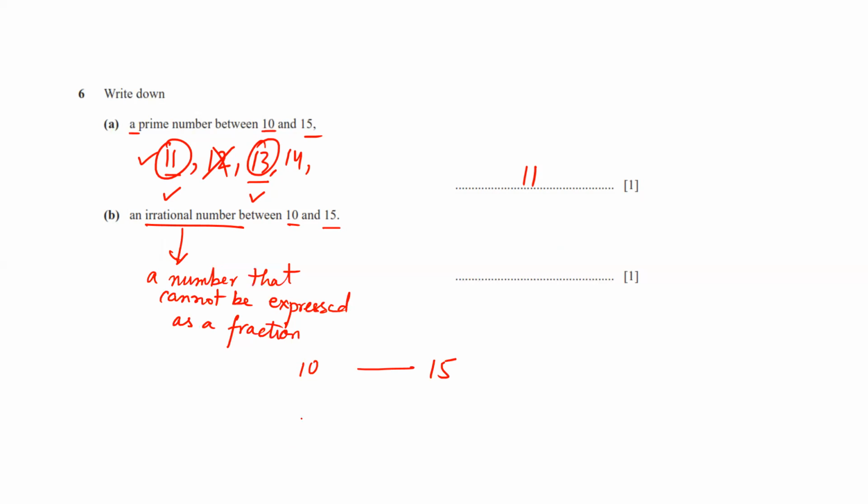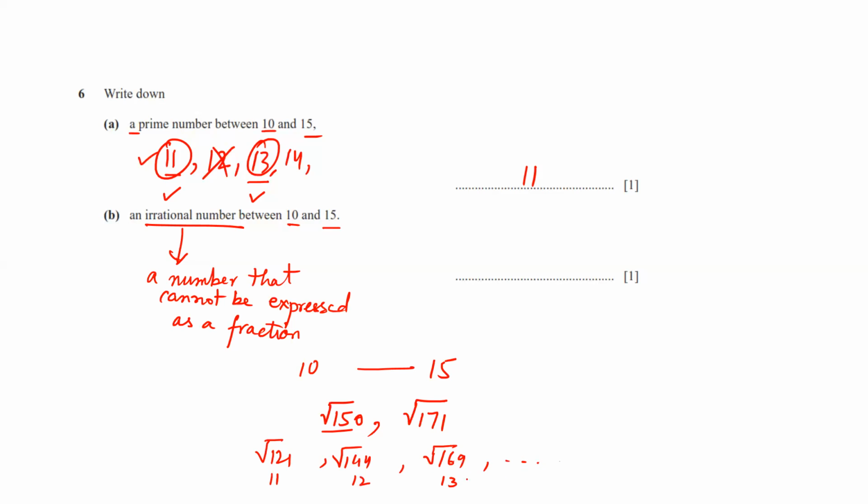So for example, between 10 and 15, you can say under root 150, for example, or under root 171. These numbers cannot be expressed as a fraction, so they will always be irrational numbers. Make sure you do not pick, for example, 121 or 144 under root. You can't write under root 121 because the number will be 11. Under root 144 will be 12. Under root 169 will be 13, and so on and so forth.